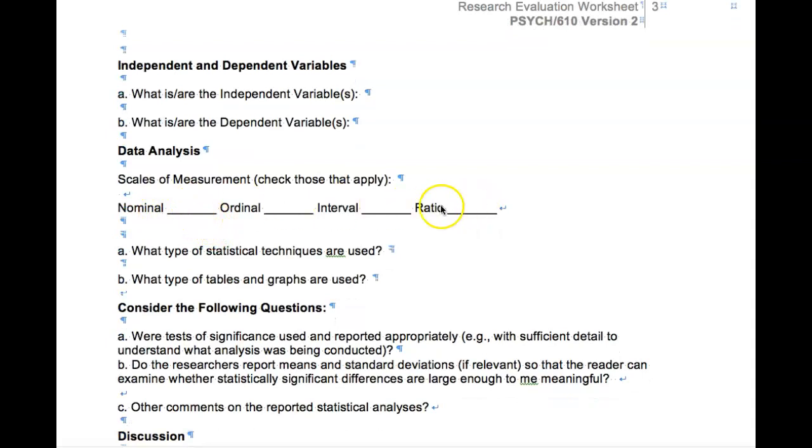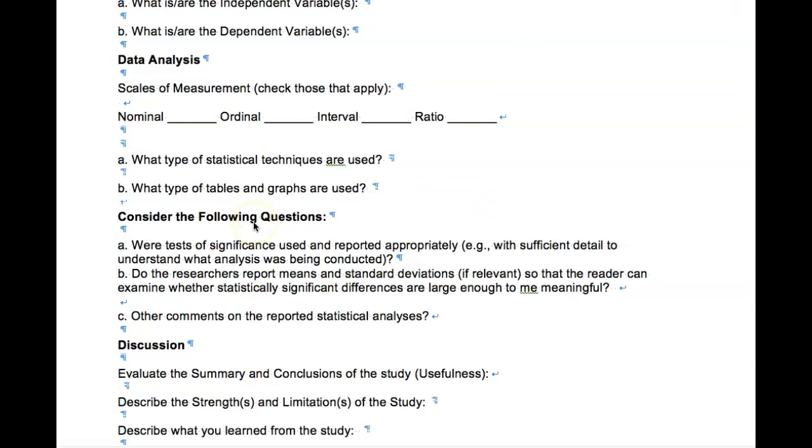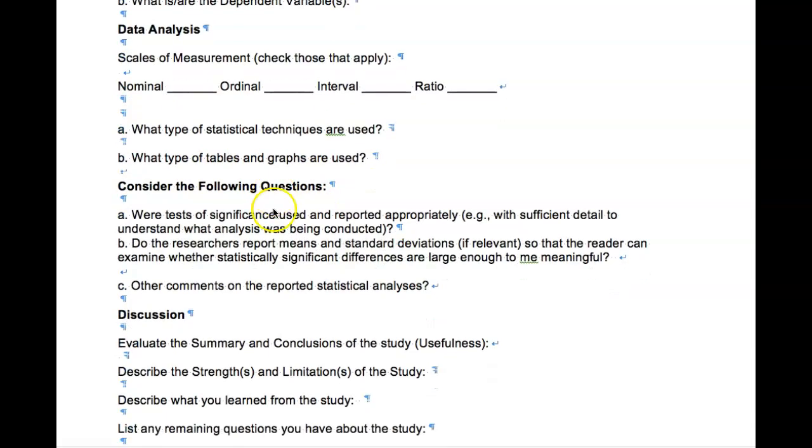Data analysis: what type of data was provided? How did they analyze the data? In other words, did they do a multiple regression, t-test? What did they do? Did they use tables and graphs?